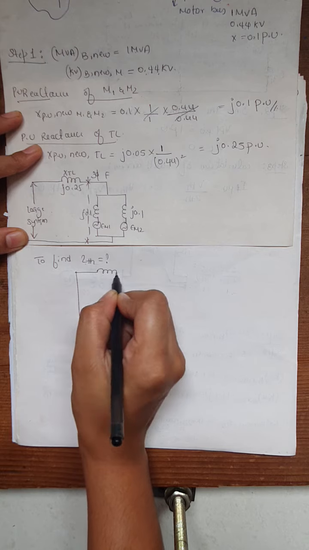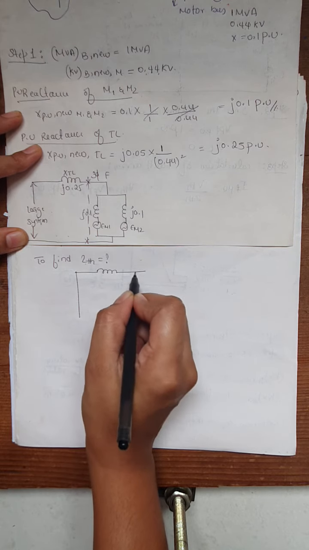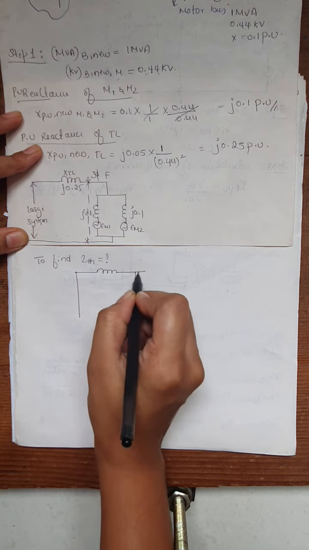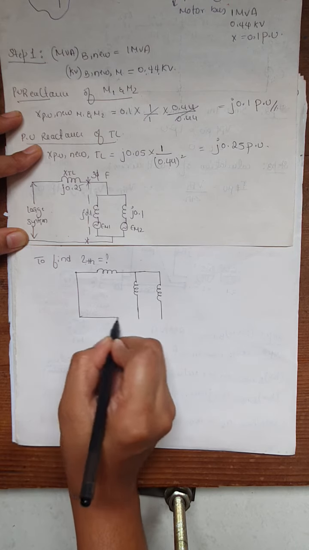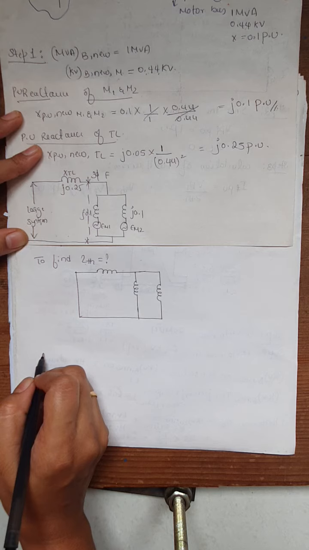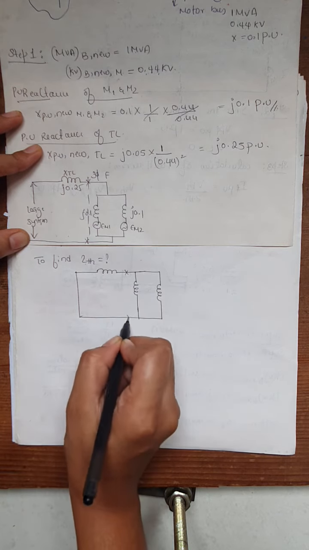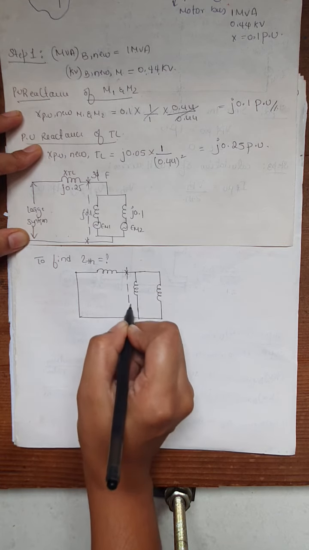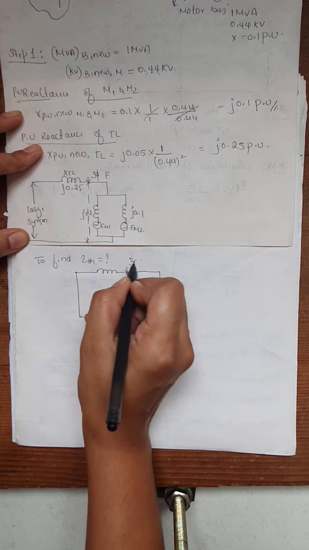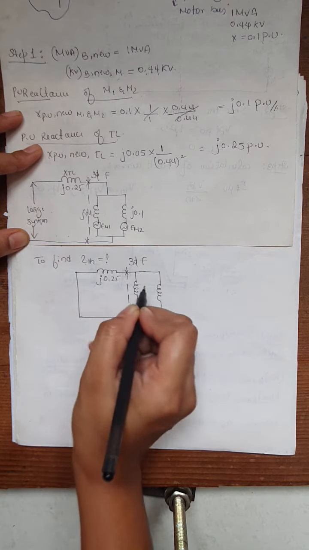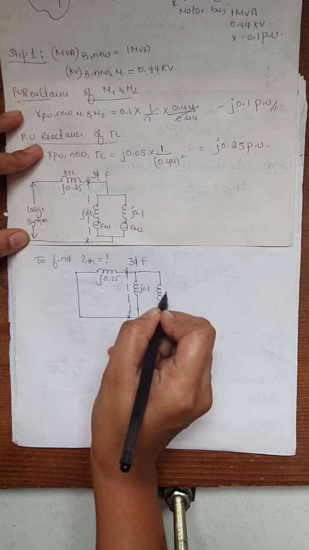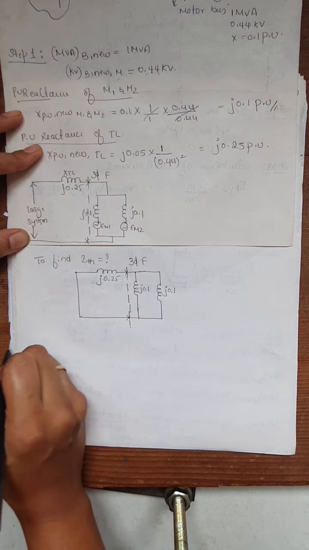Next we have one reactance, then two motors connected in parallel. This is how we can represent the given system, and here we indicate the point where the three-phase fault has occurred. The reactance of this is J0.25, this is J0.1, and this is also J0.1.